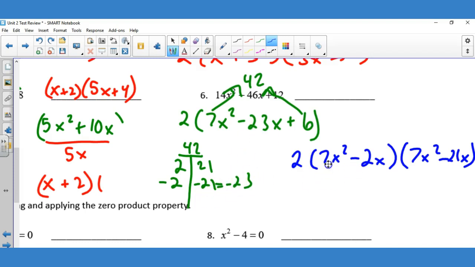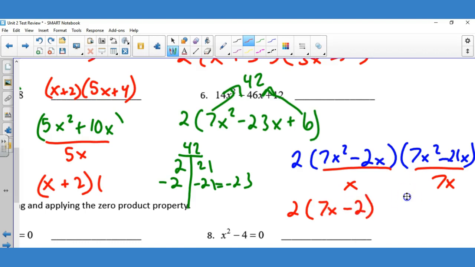Okay. So now factor out the greatest common factor. Right here is going to be x, and right here is going to be 7x. So keep my 2. And then we have 7x minus 2. And over here we have x minus 3. Alright, so here is our final answer right here. 7x minus 2 and x minus 3.